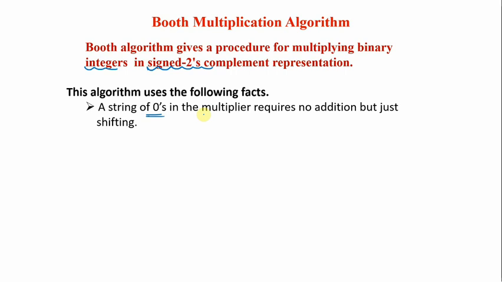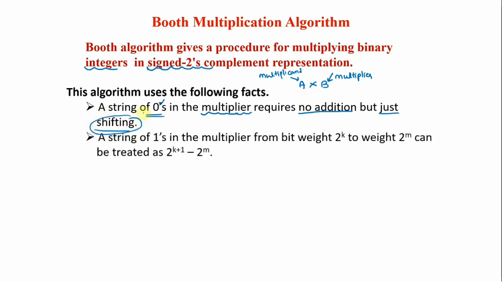Here I have to explain what a multiplier and a multiplicand are. Say if you perform A into B, now we can call B the multiplier and A the multiplicand. A string of zeros in the multiplier requires no addition but just a shift, because multiplying a bit zero with the multiplicand makes no difference. So it requires only a shift.